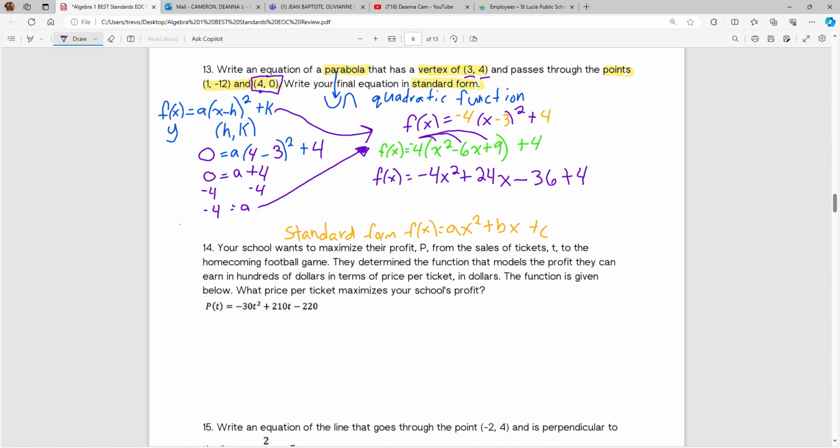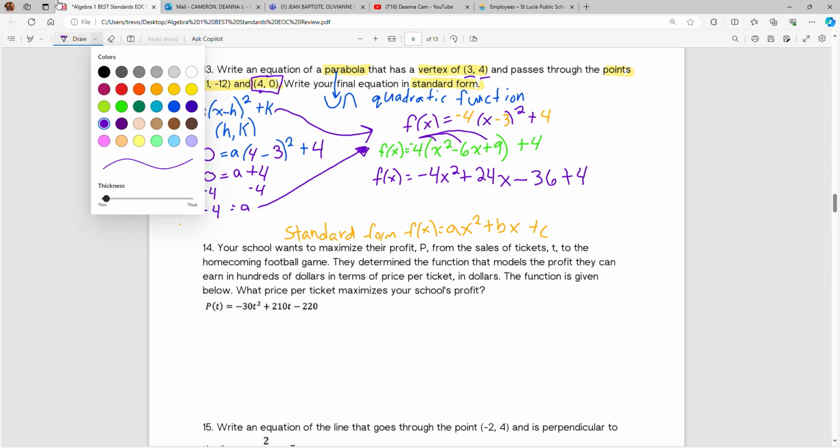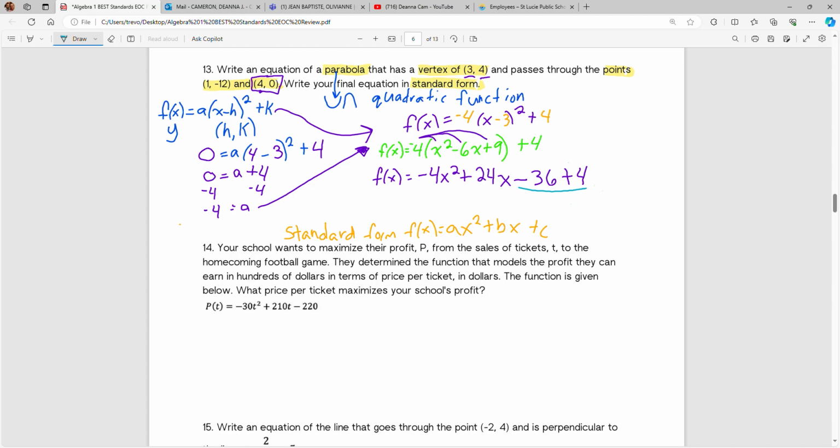One last step is to simplify our like terms, combine our like terms here. Negative 36 plus 4, negative and a positive, combine those, it'll be subtracting because the signs are opposite, and the number will stay negative because the negative number was bigger, right? So bring that down. Everything else is just coming down.